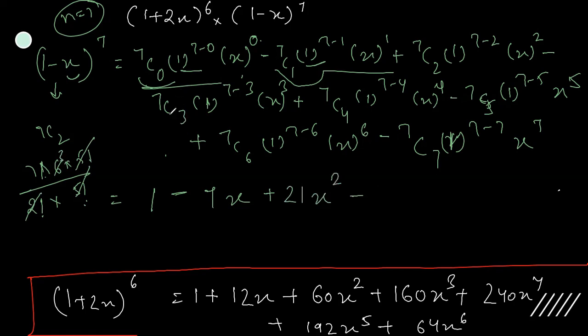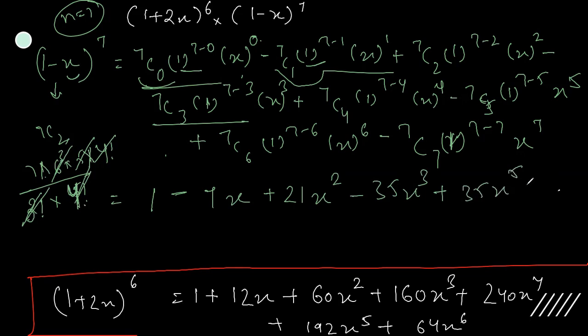Then we have 7C3. So when you open it, this will become 3 factorial and this becomes 7 minus 3, that is 4. So I will open it till 4. So 4 factorial cancels out. Now 3 factorial means 3 times 2, which is 6. So 6 will cancel out. So 7 times 5 is 35. 35 is left, x raised to the power 3. Then plus 7C4. So 7C3 is exactly equal to 7C4, which is 35.